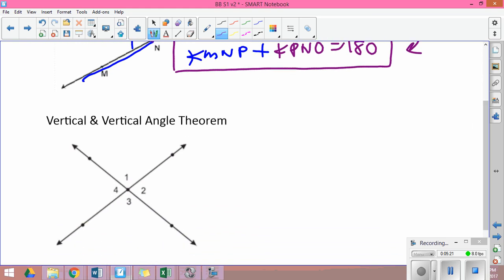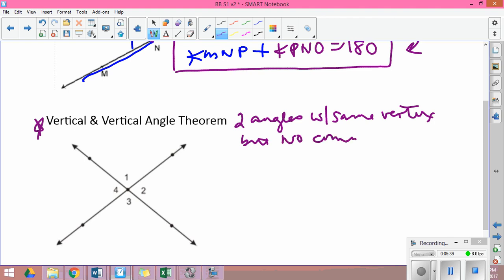In the same way, vertical angles and vertical angle theorems. Vertical angles are two angles with the same vertex, but no common sides. So when we look at this picture, here's our vertex right here. 1 and 3 share the vertex, but they're not adjacent. Vertical angles cannot be adjacent. They go in opposite directions.